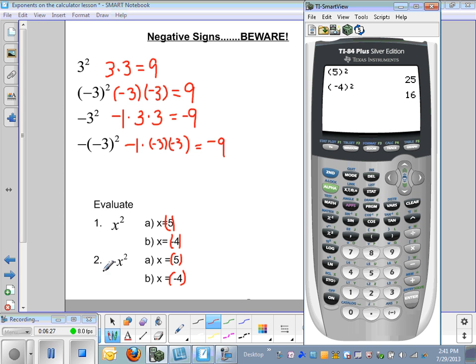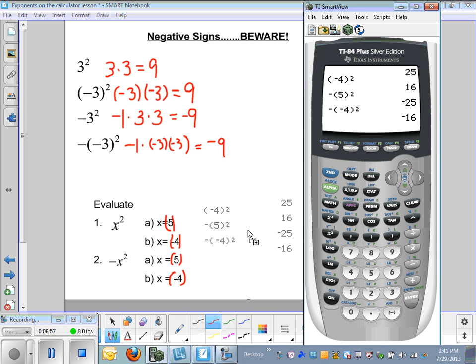Now we're going to do number 2, negative x squared, or the opposite. So we should be getting the opposite answers. We should be getting a negative 25 and a negative 16. So we first put in our negative sign, put parentheses around the 5, because that's what we're substituting, and we get our negative 25. Then our negative sign, and a negative 4, because that's what we're substituting, and we should get a negative 16.